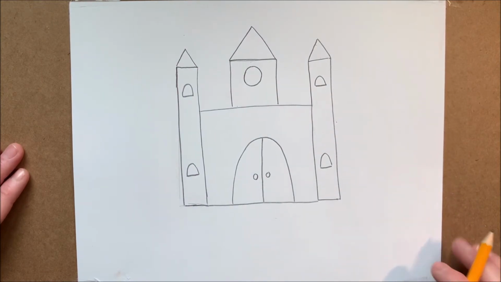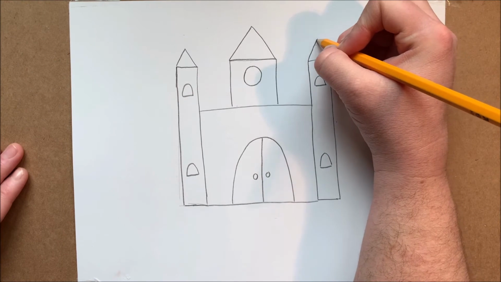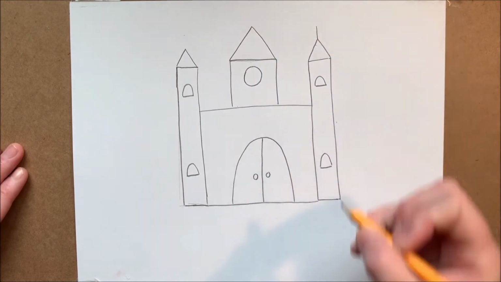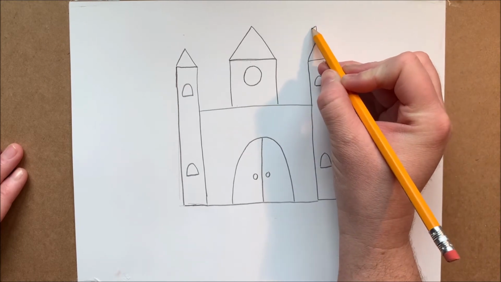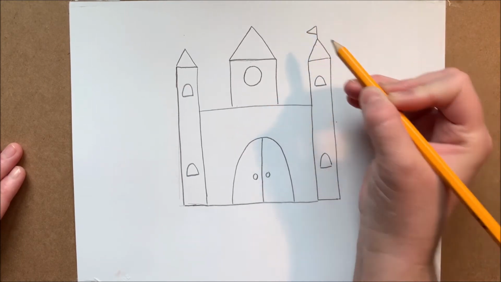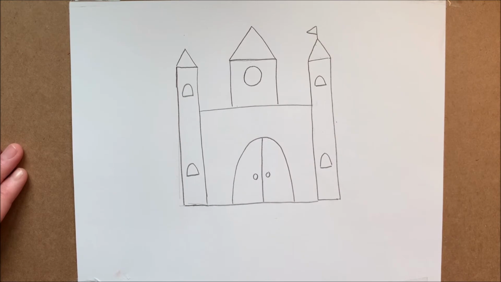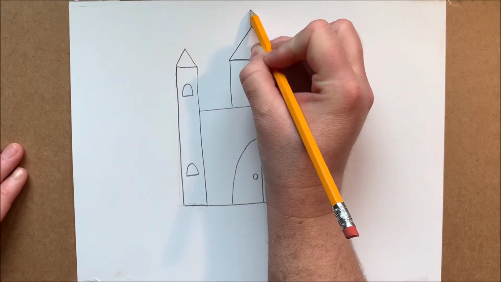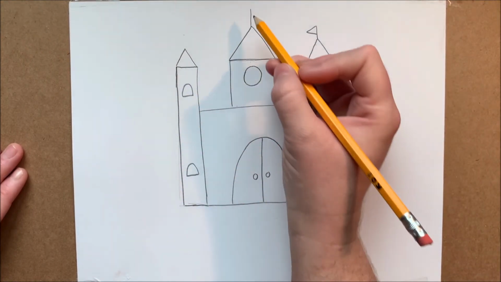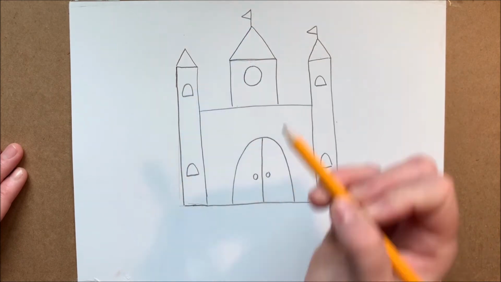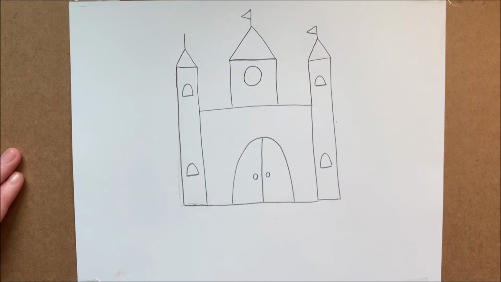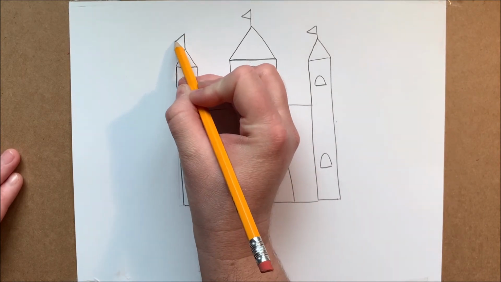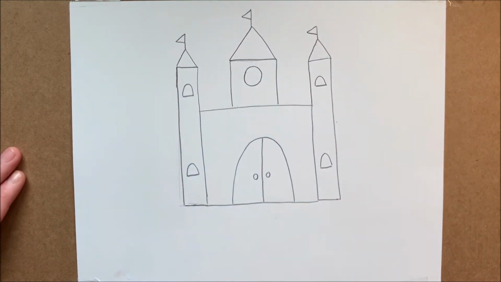Next, I'm going to add flags to the tops of my castle towers. I'm going to do that by drawing a straight line up and a triangle off the side. Again, a straight line up and a triangle off the side. One more, straight line up and a triangle off the side. These kind of look like the number 4.